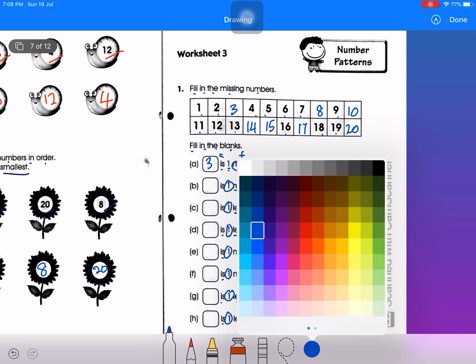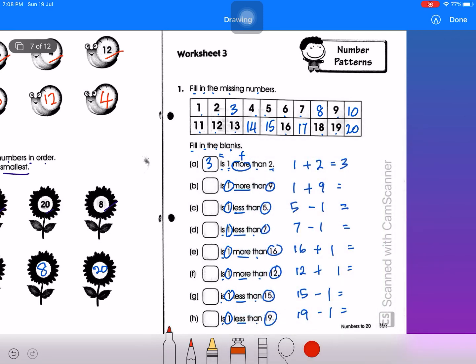Okay, so let's find out now. 1 plus 9 equals 10. 5 minus 1, go back 1 step, is 4. 7 minus 1, go back 1 step, will be 6. 16 plus 1, 17. 12 plus 1 is 13. 15 minus 1, go back 1 step, 14. 19 minus 1, go back 1 step, that is 18.